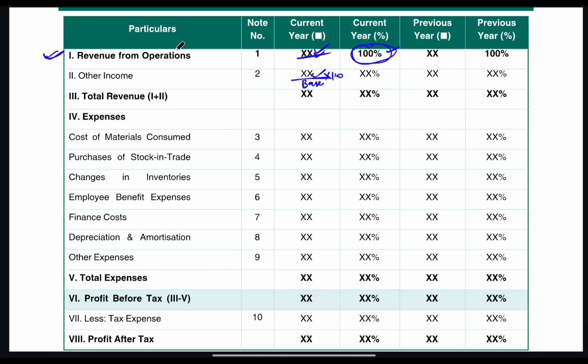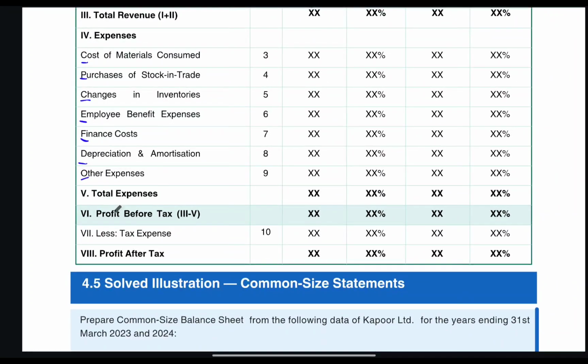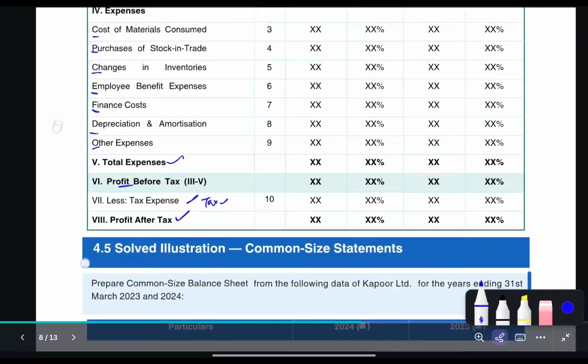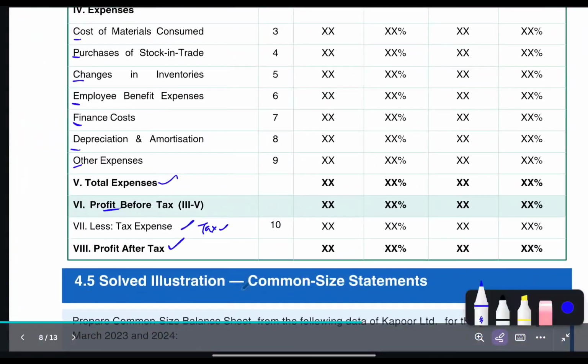And how do we make the statement of profit and loss? First of all, revenue, then other income. Third column is total revenue, then expenses. In expenses we take cost of material, purchases, change in inventory, employee benefits, finance costs, depreciation, other expenses. And then total income minus total expenses is profit, less tax expenses, the result is profit after tax. This is tax expenses. Got it? So our common size statement topic is complete.